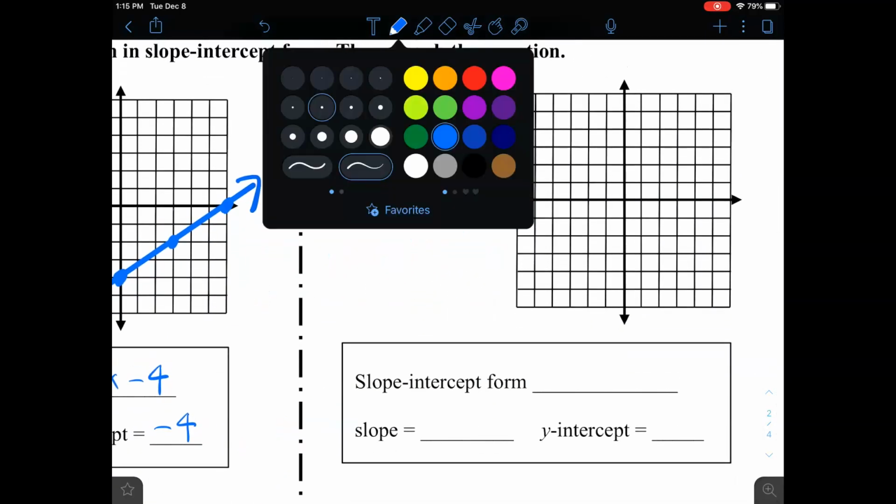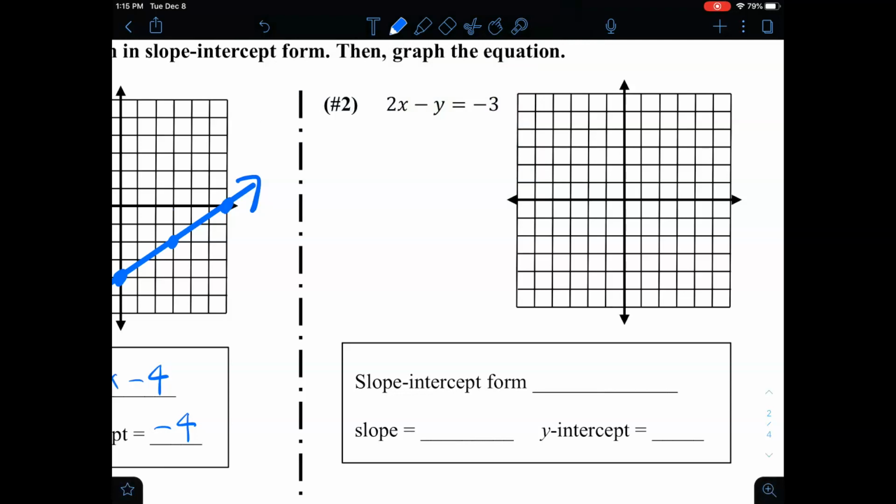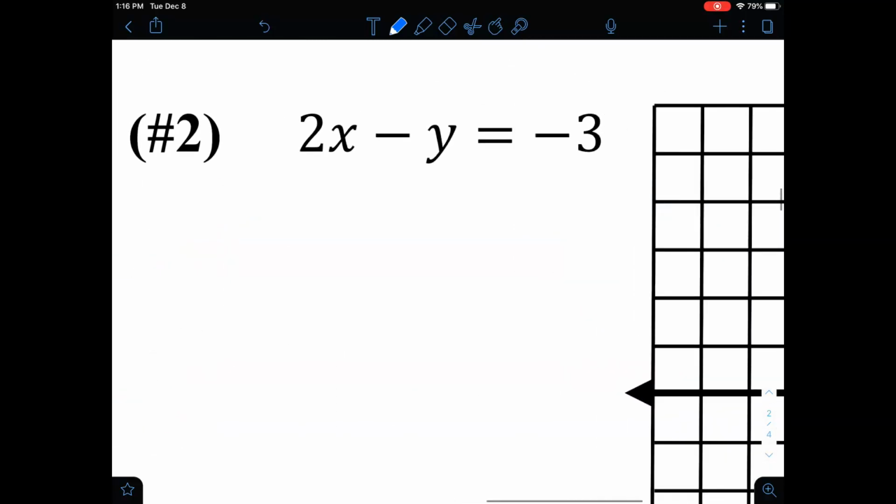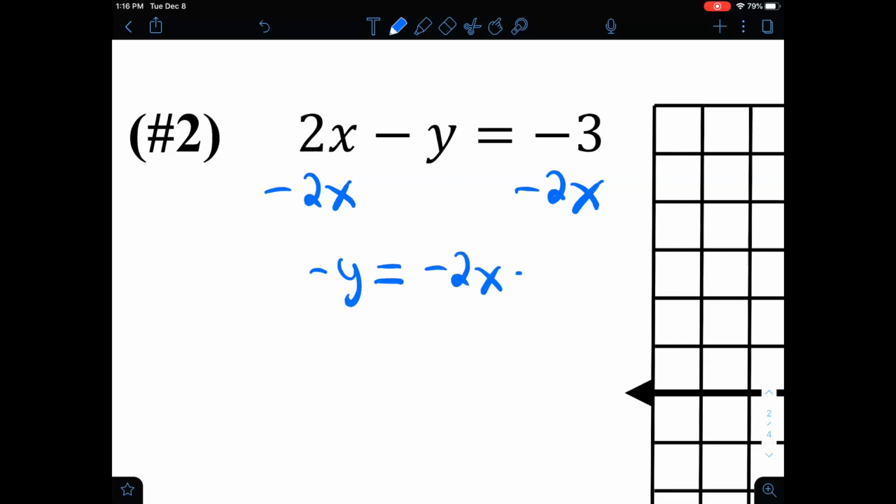Number 2. We have 2x minus y equals -3. First things first, is y by itself? Is it in slope-intercept form? It is not. So we need to get y by itself. What would be the first step to getting y by itself? Well, I would subtract 2x from both sides. So we're going to get -y equals -2x minus 3.